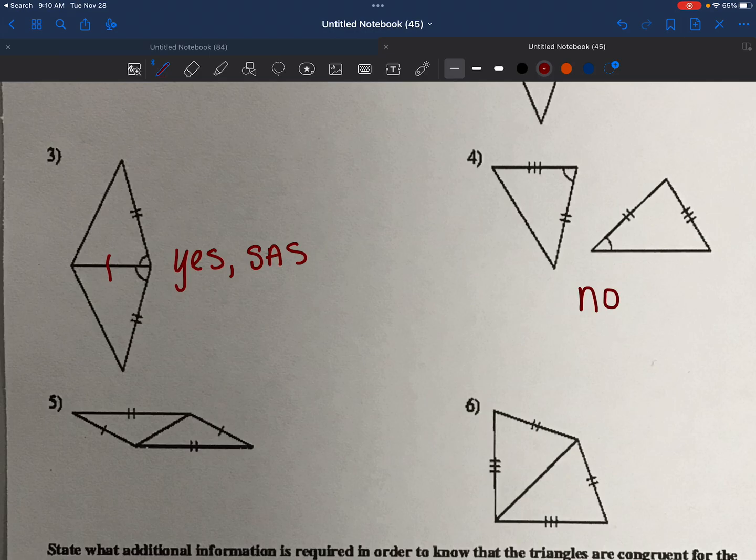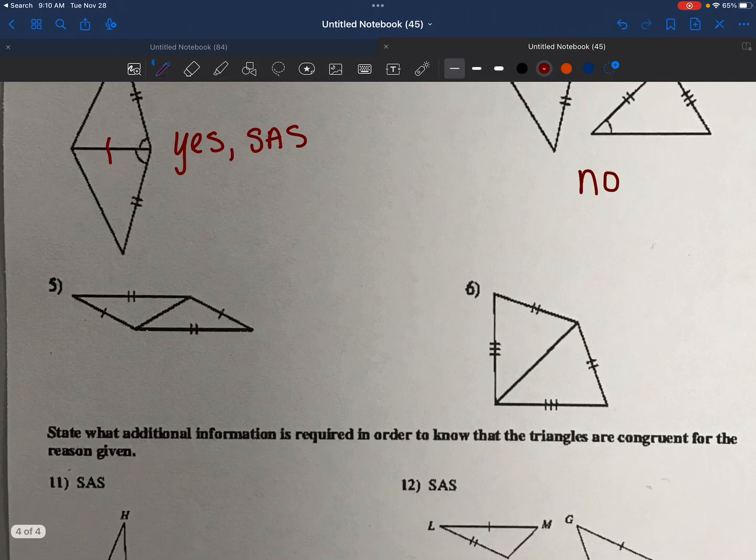All right, Ty, what about number 5? All the sides are the same. Did you put 3 lines there? Yeah. Okay, so you said yes, by what postulate? Side. Okay, and Jordy, what about number 6? Yes, by what postulate? SAS? SSS, right? We don't have any angles, but we know all sides are the same. Okay? Questions on any of those?